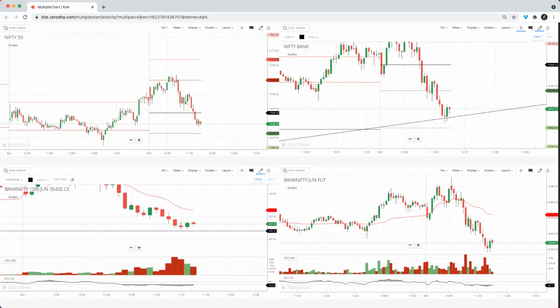The last 2 weeks have been like this. I lose in the morning market, I make it back in the evening markets. So I think I should have traded only the evening markets. I should have only traded the MCX.